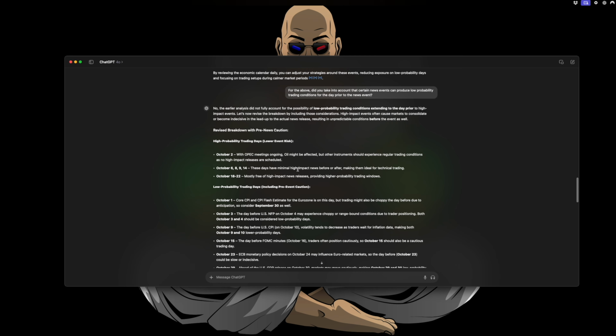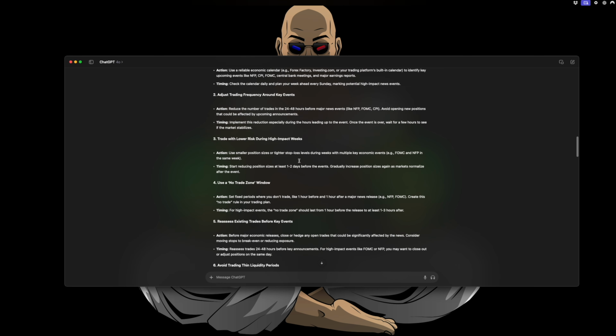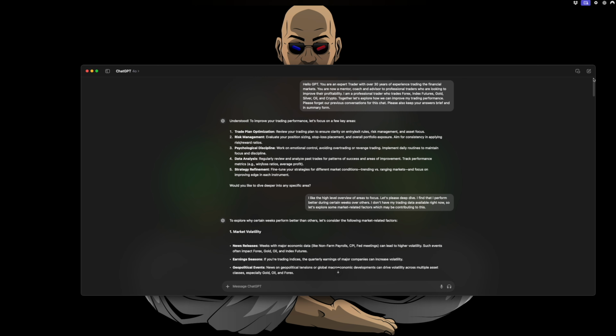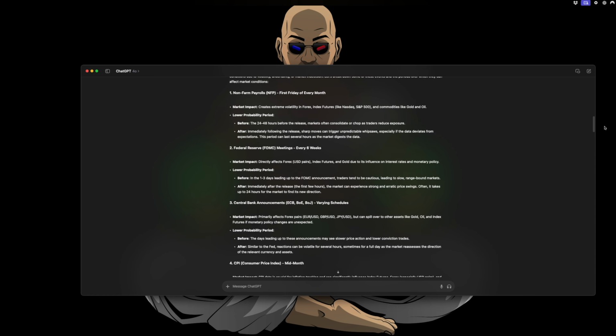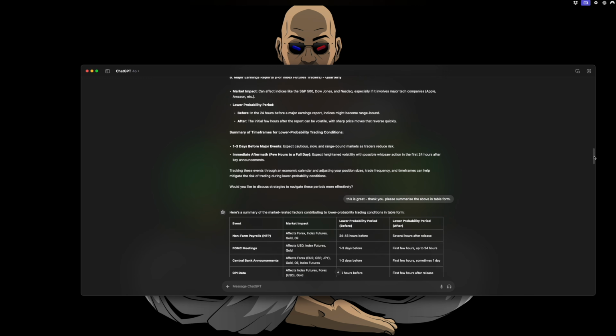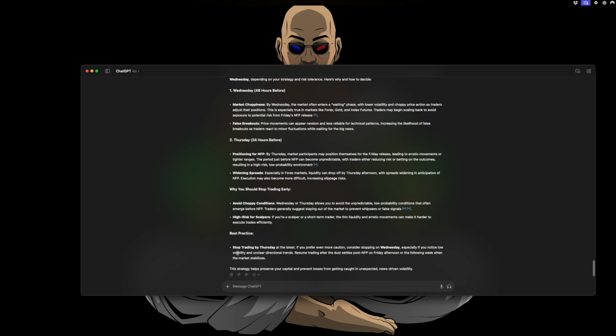So within 20 minutes or so, we have gone from setting up an advisor to a very specific plan on the days that we should trade. And given that NFP is on Friday today, the advice would have been to stop trading on Wednesday. Okay. Now, I hope this has piqued your curiosity into how you can use artificial intelligence to improve your own trading. I've gone a lot deeper than this, obviously. And trust me, ChatGPT knows a lot.